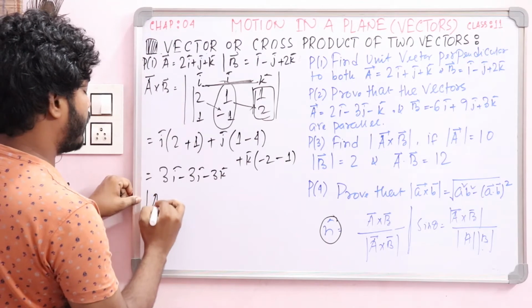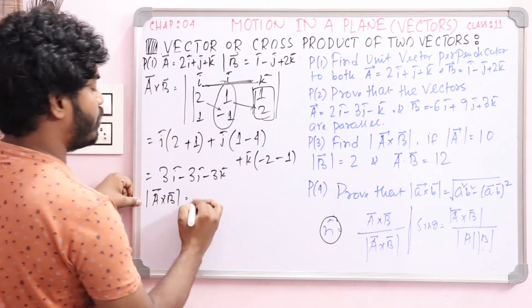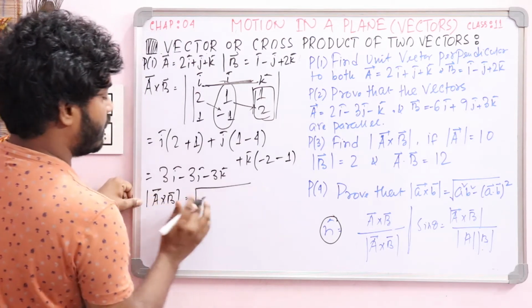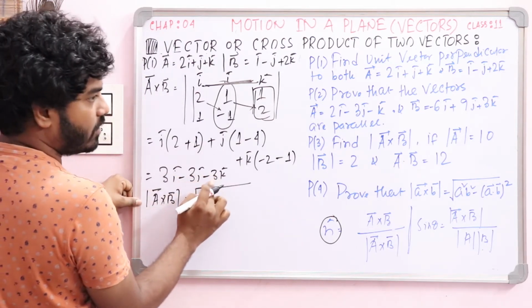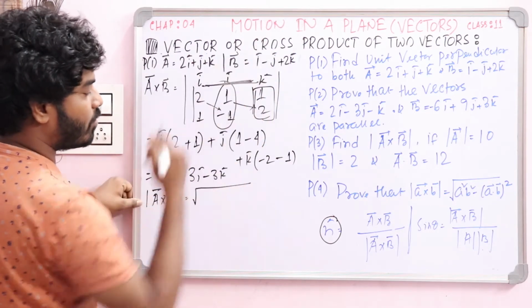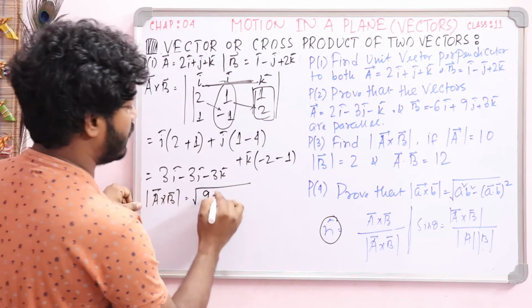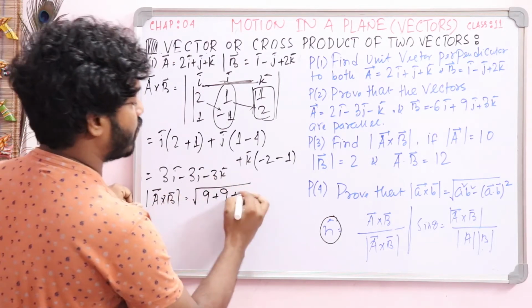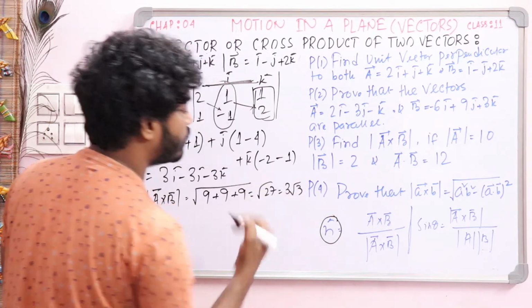And now what is the value of magnitude of A cross B, that is mod of A cross B? We know the formula for finding the square root of x square plus y square plus z square. So 3 square, that is 9, minus 3 square, that is also 9, minus 3 square 9, so that is root 27. So you can write 3 root 3.